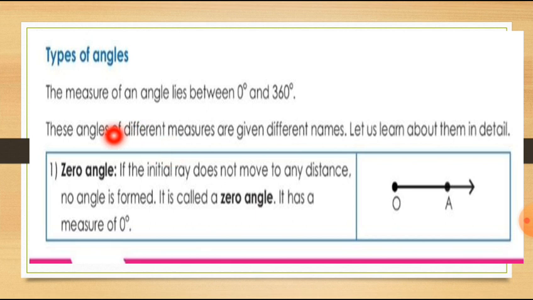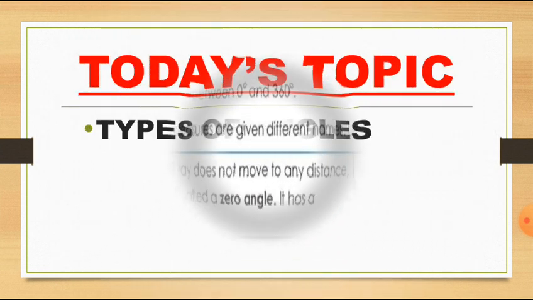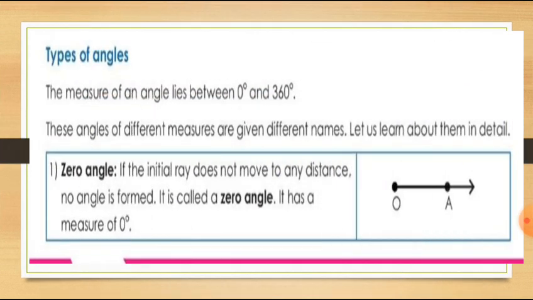The first one is zero angle. If the initial ray does not move to any distance, no angle is formed. Look children, if the initial ray does not move to any distance, no angle is formed. It is called zero angle. That means the angle with the measurement 0 degree is called the zero angle. Got it, children?